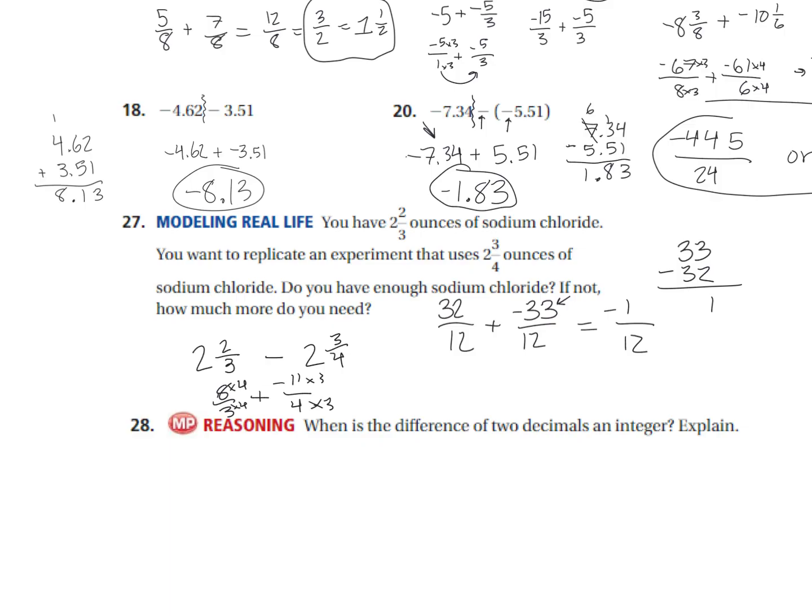Here's what that means. Okay, do I have enough sodium chloride? No, I do not have enough. I'm negative. I'm missing something. Okay, if not, how much more do I need? Well, I would say I need 1/12 ounce more. Okay, that would make up for my missing. Right, I want to get back to 0.